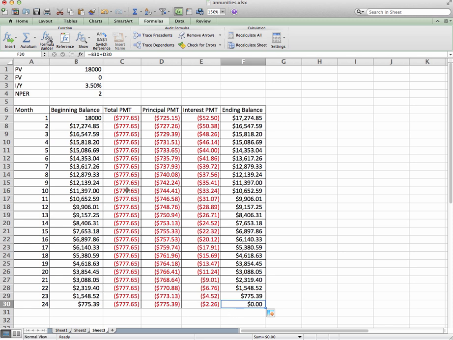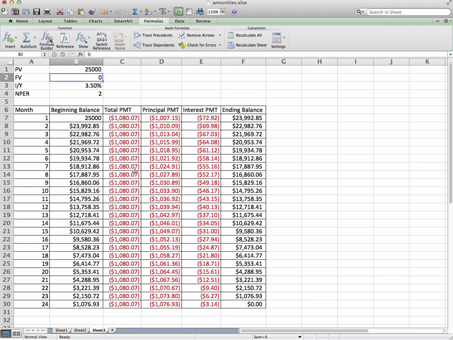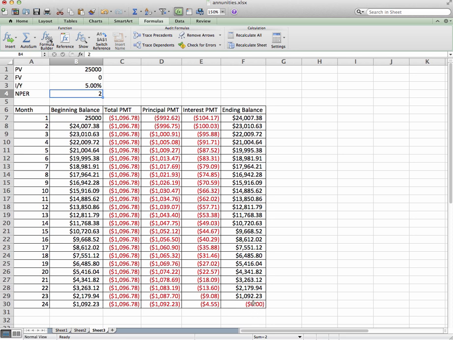Now, the cool thing about entering in all of these formulas here and clicking the reference cells, I can play with my givens here and make it any type of loan that I wish. I can play with my present value, so I can make that, let's say, $25,000. Okay, and everything changes, but it still zeros out the balance at the end of the life. I can play with my interest rate, make it 5%. Okay, same thing. So that's a cool thing about Excel.